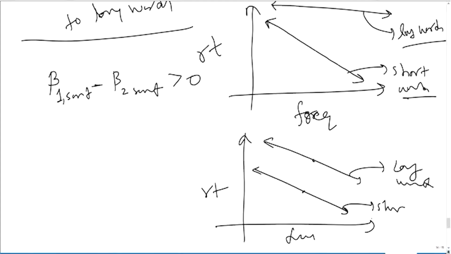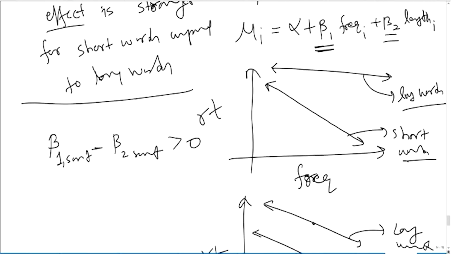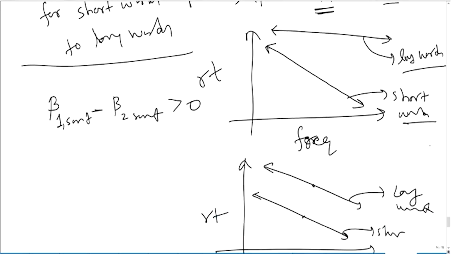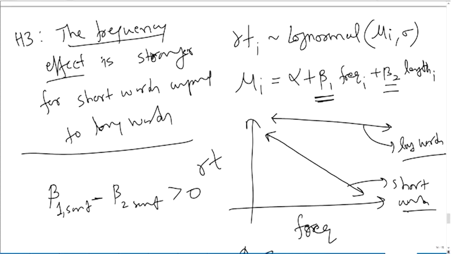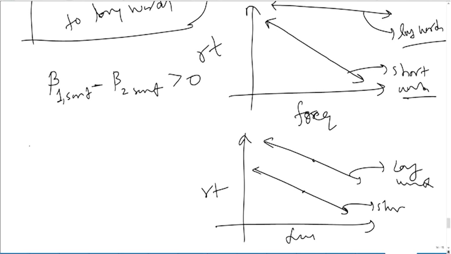So, that rate of decrease in recognition time with frequency is exactly the same in short words and long words, because these slopes are equal, these lines are parallel, right? That means, if your data is of this type, let's say you have these parallel lines for long words and short words, then your data is not consistent with hypothesis 3. That means the frequency effect is not stronger for short words compared to long words. It's actually equally strong in long words and short words.